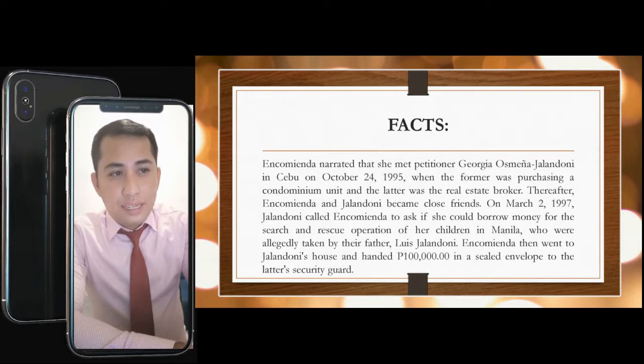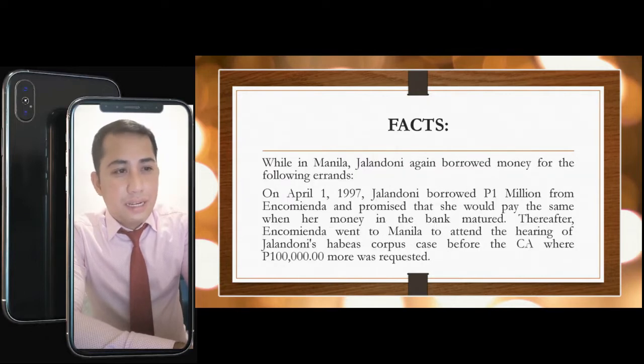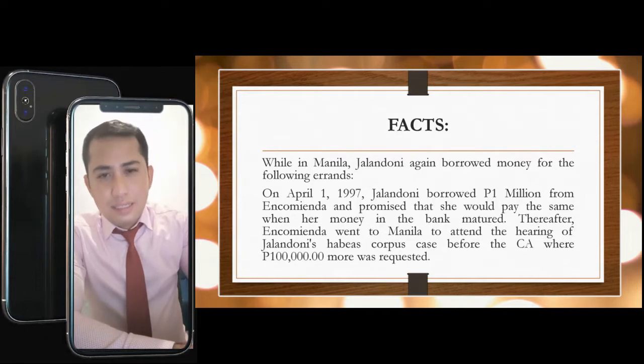On March 2, 1997, Halandoni called Incomenda to ask if she could borrow money for the search and rescue of her children in Manila who were allegedly taken by their father, Luis Halandoni. Incomenda went to Halandoni's house and handed 100,000 pesos in a sealed envelope to the latter's security guard. While in Manila, Halandoni again borrowed money for the following errands.